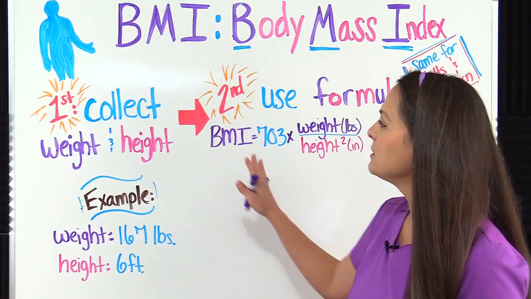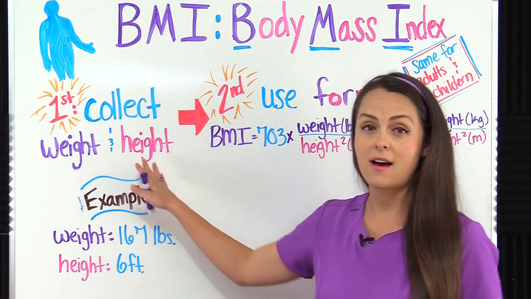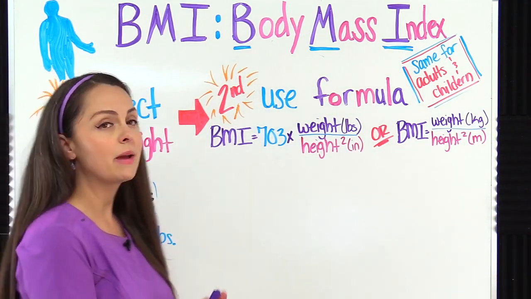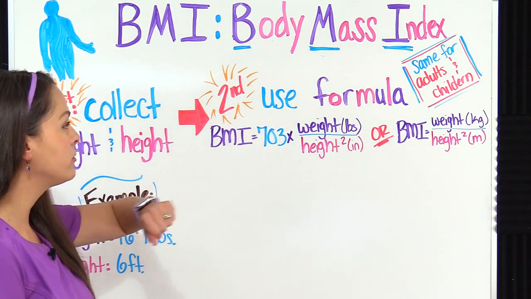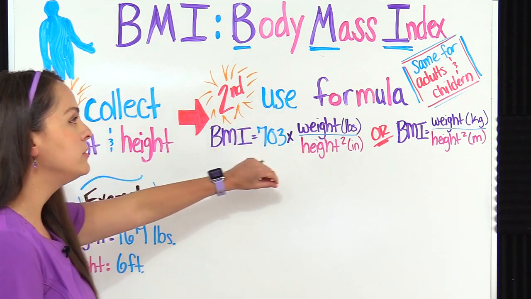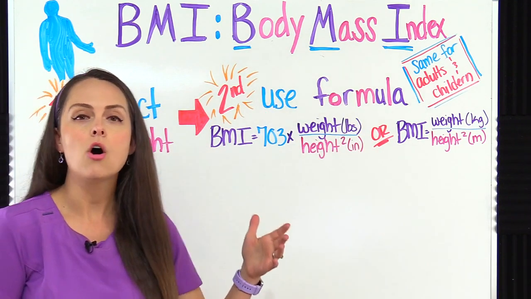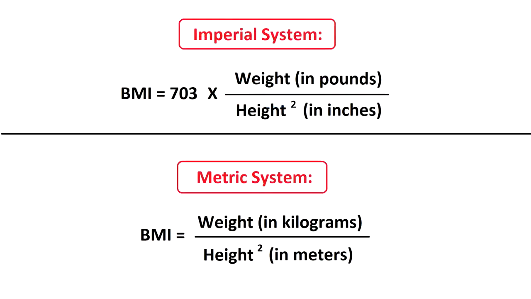So first, what you want to do is collect the patient's weight and height. Then once you have that, you want to use a formula and plug in the information you have into whatever formula you want to use. Now, the formula that you use is the same for adults and children, male or female, but it depends on which measurement system you're using. For example, if you are using the imperial system, such as pounds and inches, you're going to use this formula. But if you are using the metric units, like kilograms and meters, you would use this formula.